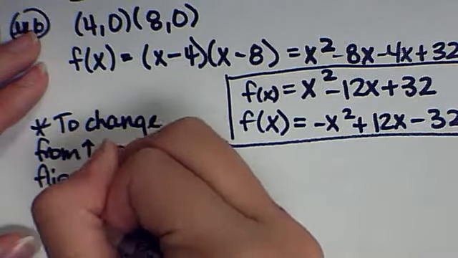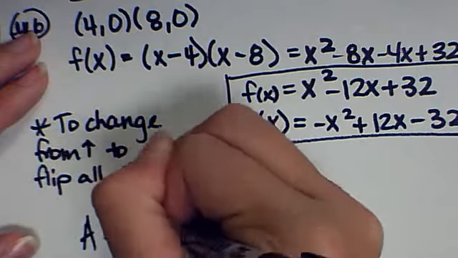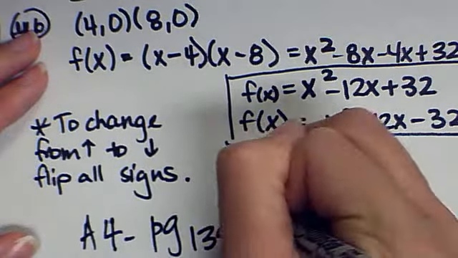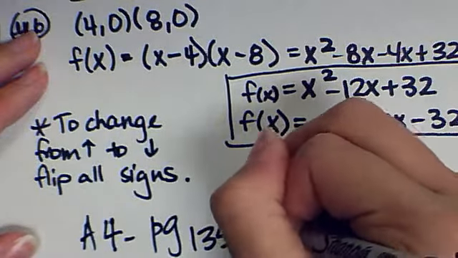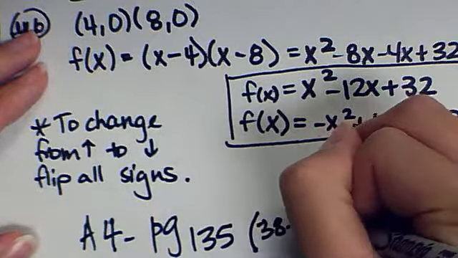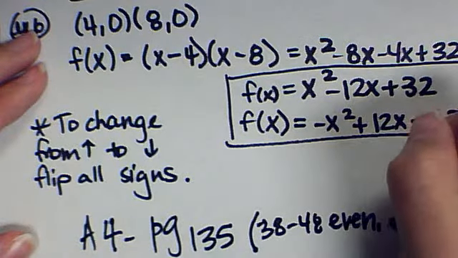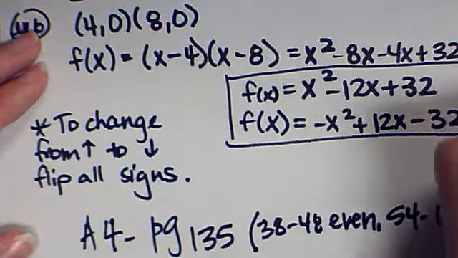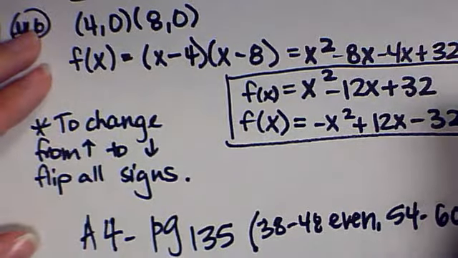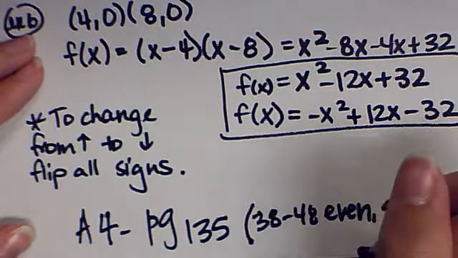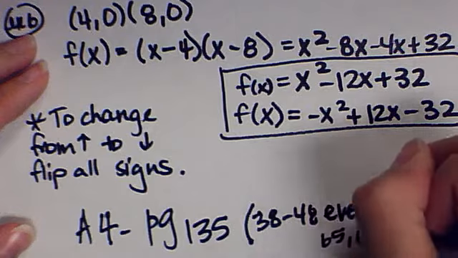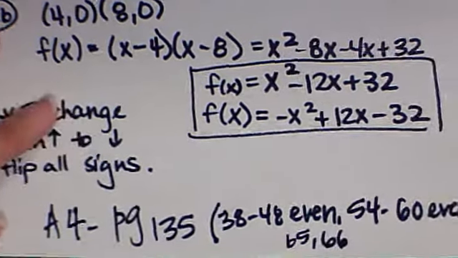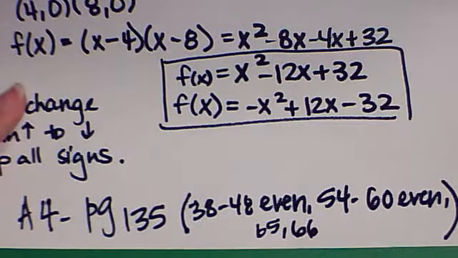The assignment today is a 4. It's page 135, numbers 38 to 48 even, 54 to 60 even, and 65 and 66. So those are just a few of each type. If you get stuck, let me know and I'll be happy to answer any questions.